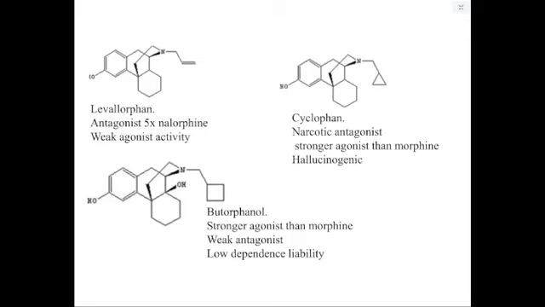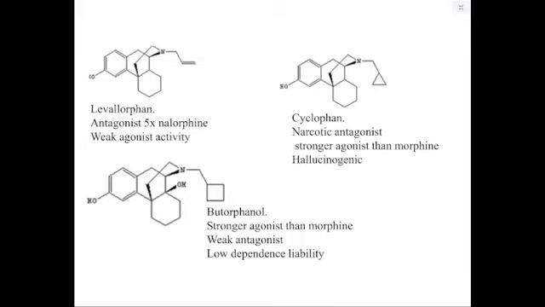Remember, it still has those groups that endear it to bind the agonist receptor more strongly, but it also has antagonist activity. Antagonist activity, remember, is because of this group here. But cyclorphan was found to have hallucinogenic activity, so definitely it's not in. And this is the one we have said also has stronger agonist activity than morphine, but also has antagonistic activity. Again, you can see the group we have there.